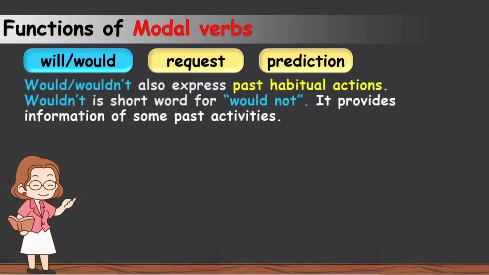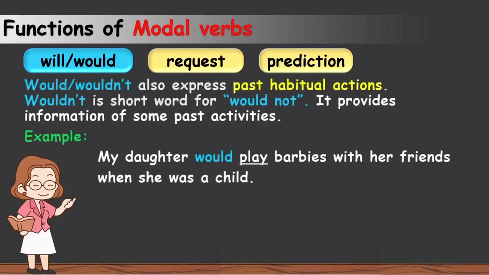Would or wouldn't also express past habitual actions. Wouldn't is short word for would not. It provides information of some past activities. Example: my daughter would play Barbies with her friends when she was a child. The modal verb is would, and this sentence expresses past habitual actions in the past.